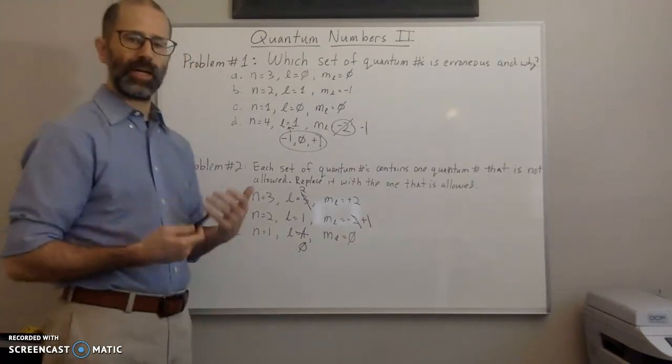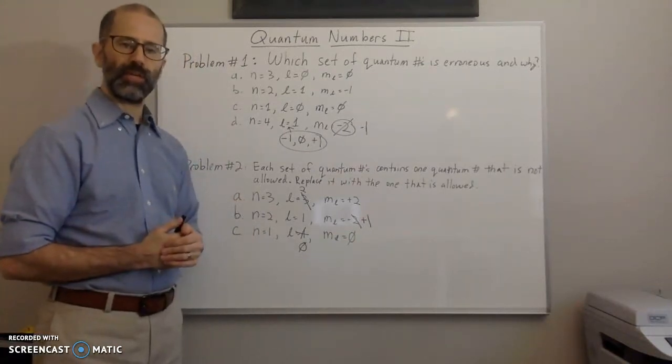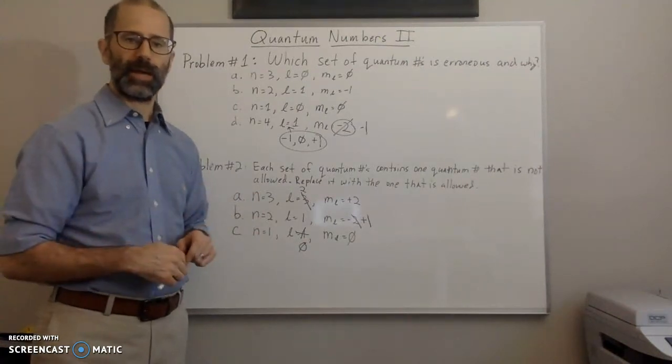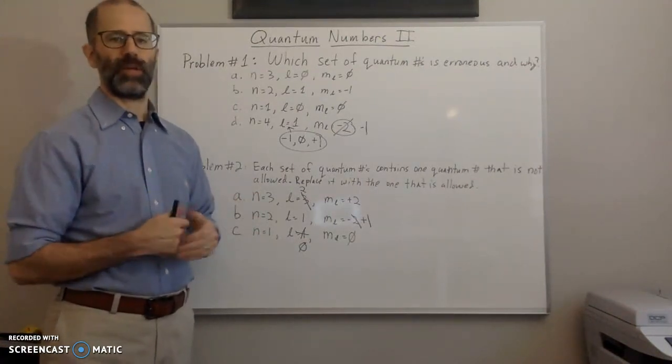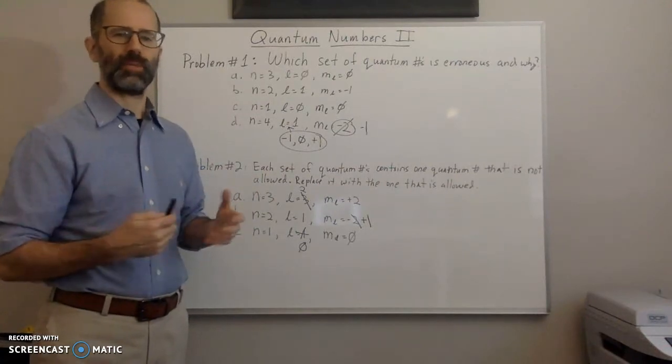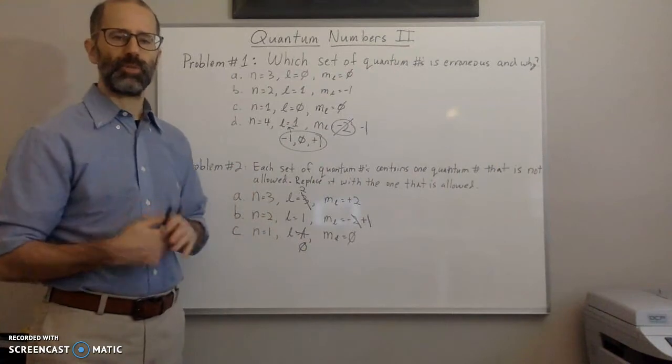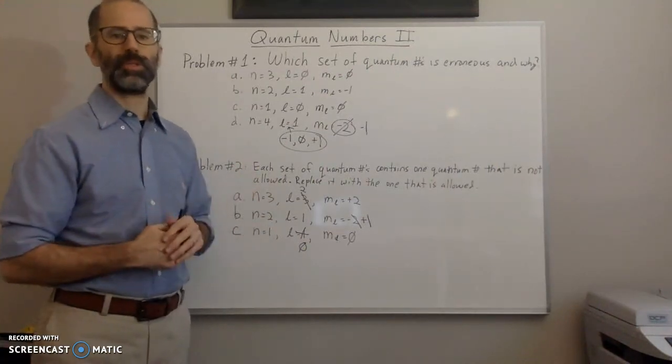So that's how you can answer questions regarding quantum numbers and mistakes. I hope this was very helpful and clarified quantum numbers and how they're related and how to figure out what quantum numbers belong with other quantum numbers.